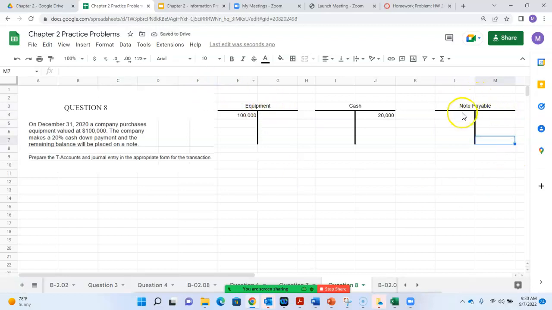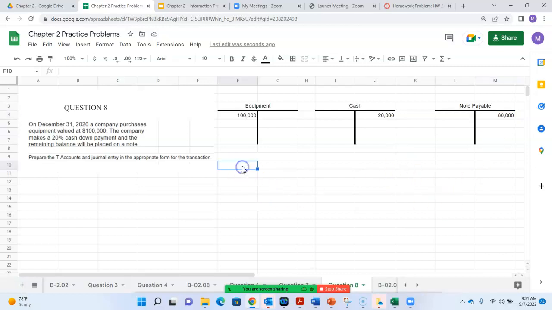So, right, this is a liability. To increase a liability, we have a credit balance, or we credit the account. So we bought $100,000. This equipment is $100,000. We paid 20% of it, $20,000. So the remaining $80,000 is going to go on a note. That's a future obligation for the company.